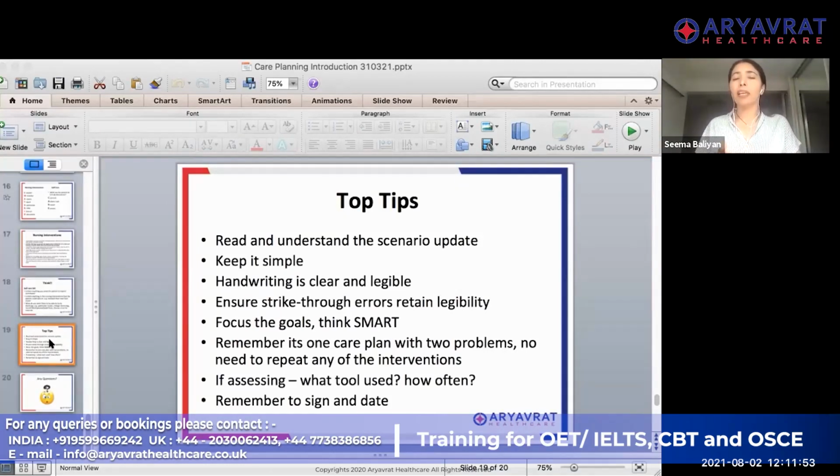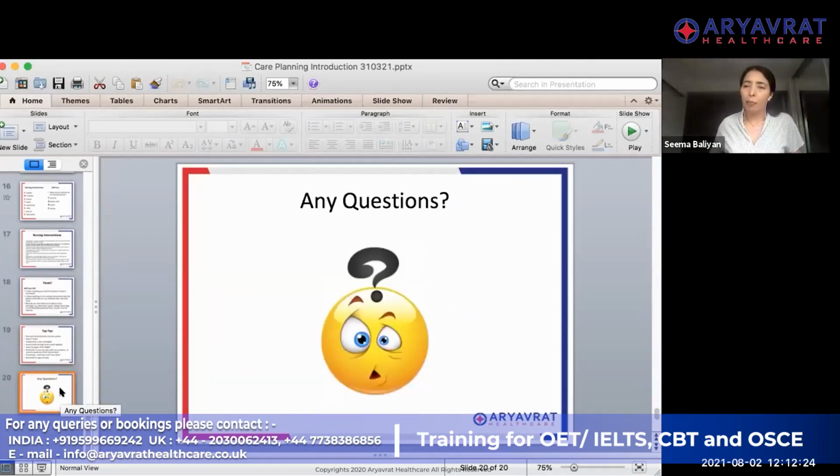If you are assessing, make sure that you use the tools. If you have the pain scale, the MUST tool, the PHQ-9 tool, your NEWS chart, your GCS charts, use these tools when you are saying what you are going to be doing, because they will form the objective criteria and they will give depth to your care plan. And last but not the least, remember to sign and date. Okay, so that completes what I had to tell you about the care plan.